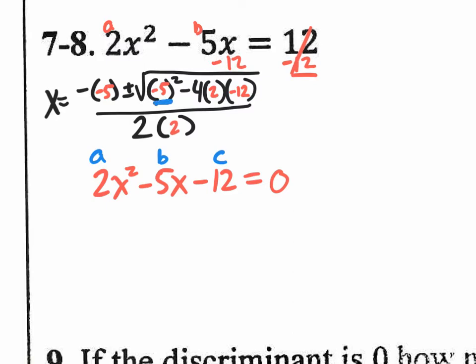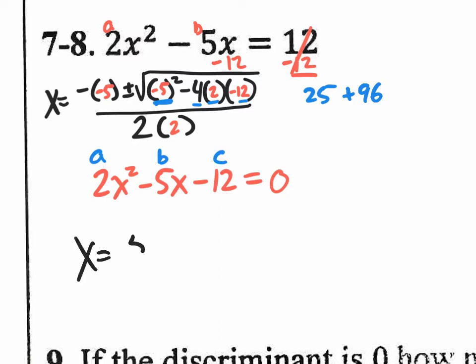Negative 5 squared, that is 25. And then 4 times 2 is 8, times 12 is 96. Now we do have one negative right here and another negative there. So a negative times a negative is a positive. So that would be 25 plus 96. And when we add 25 and 96, we get 121. So what I'm going to do is rewrite my whole quadratic formula.